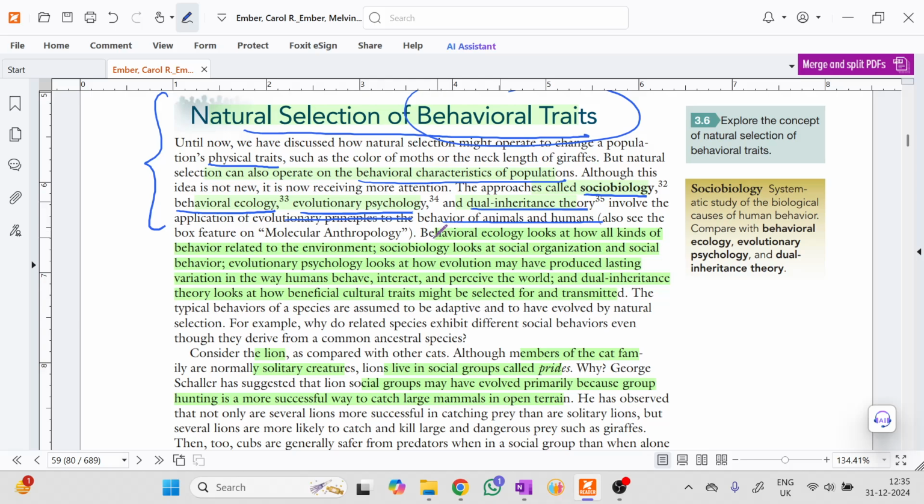Here, behavioral ecology looks at how all kinds of behavior are related to the environment. Sociobiology looks at social organization and social behavior. Evolutionary psychology looks at how evolution has produced lasting variation in the way humans behave, interact, and perceive the world. And dual inheritance theory looks at how beneficial cultural traits might be selected for and transmitted.